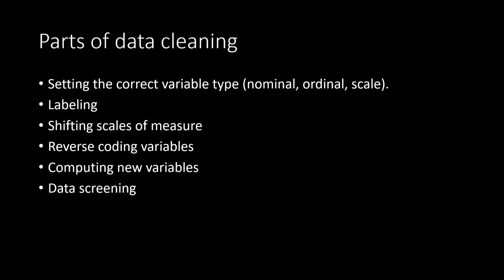There are many aspects of data cleaning, and we'll be going over some of them in this playlist. This includes setting the correct variable type, nominal, ordinal, or scale, labeling our variable names, as well as individual categories within nominal and ordinal variables, shifting our scale of measure, reverse coding our variables, and computing new variables. Lastly, we'll go over how to screen our data.